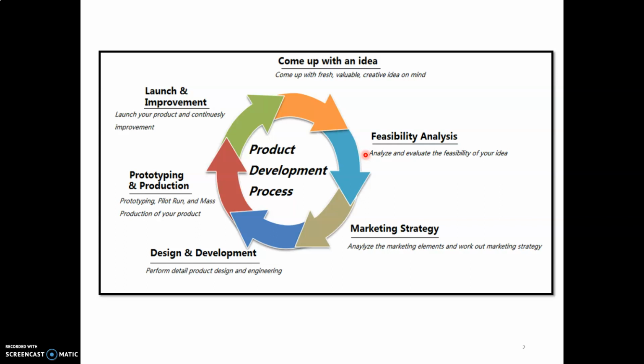Then we go for design and development, where we perform detailed product design and engineering. The next step is prototyping and production. The last one is launch and improvement. Here we launch our product models and continuously improve. This is the common overview of any product development process.